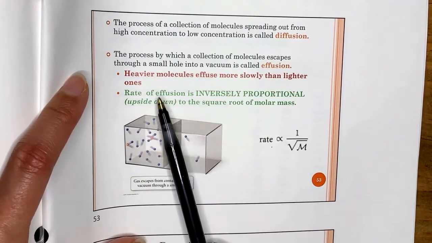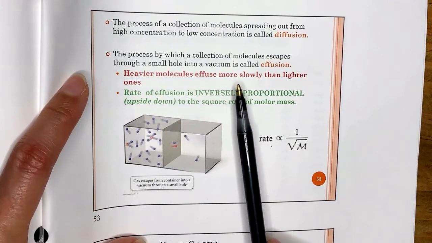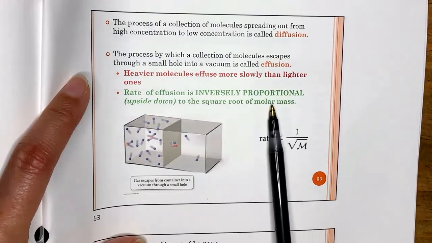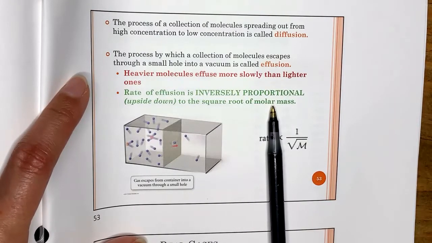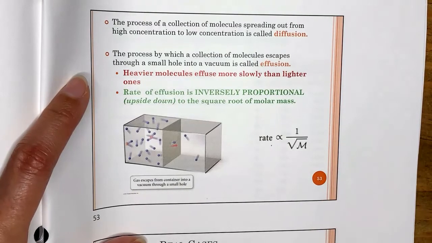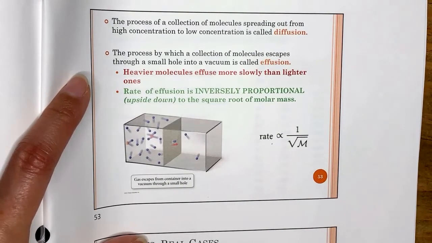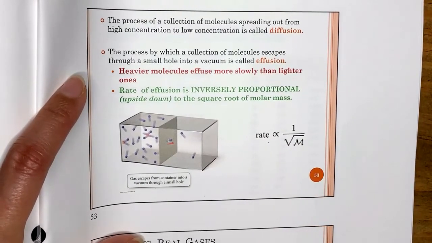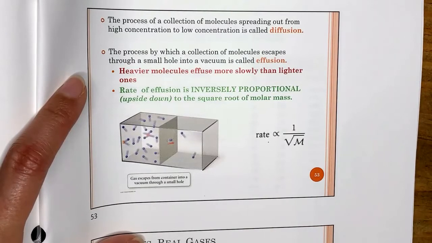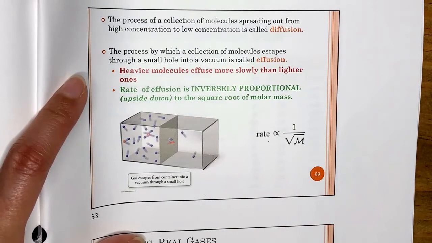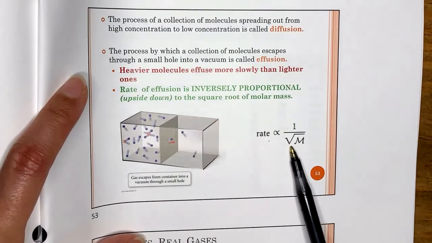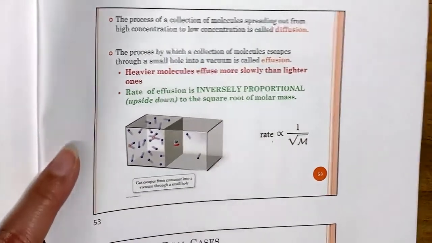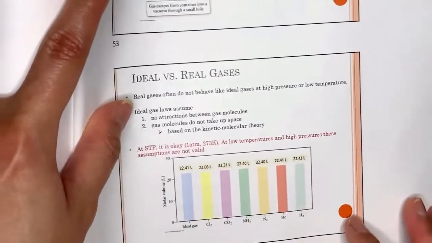So heavier molecules will go slower than lighter ones, because it's inversely proportional to the square root of molar mass. Okay, so again, they'll give you a list of gases. They'll say which one of these gases will effuse the fastest, which one will effuse the slowest. Well, just pick the lightest one to go the fastest. The heaviest gas will go the slowest. It has to do with effusion rates, and actually rate is 1 over the square root of the molar mass. Okay, well, proportional to it anyway.